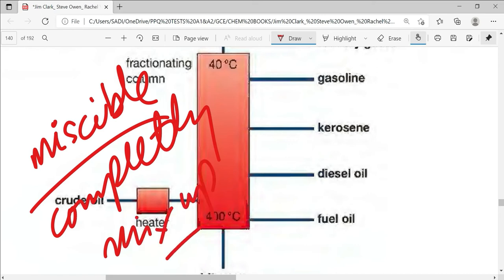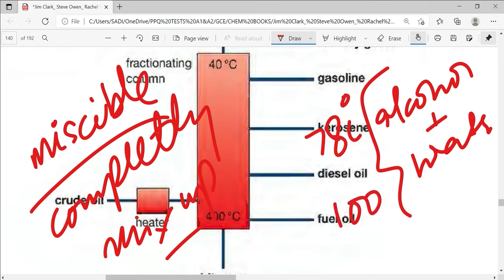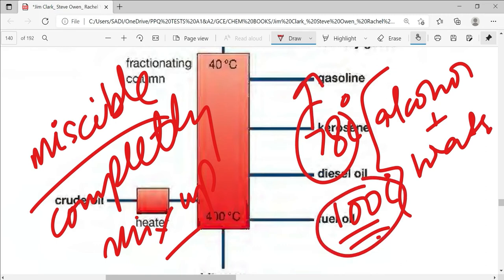You have already studied when you add alcohol and water. So these two are miscible substances. Alcohol has a boiling point of 78 degrees Celsius and water has 100 degrees Celsius. These are both the boiling points. When we heat both of them in a closed container, first of all, the alcohol is going to be eliminated and we can collect it. And then the water is left behind. The same process applies here.